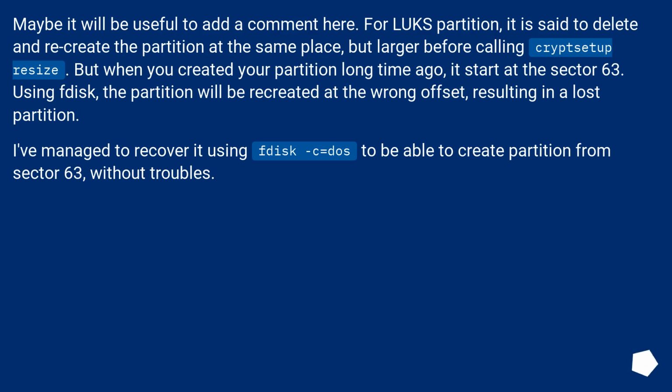Maybe it will be useful to add a comment here. For LUKS partitions, it is said to delete and recreate the partition at the same place, but larger, before calling cryptsetup resize. But when you created your partition a long time ago, it started at sector 63. Using fdisk, the partition will be recreated at the wrong offset, resulting in a lost partition. I've managed to recover it using fdisk with c=DOS to be able to create the partition from sector 63 without troubles.